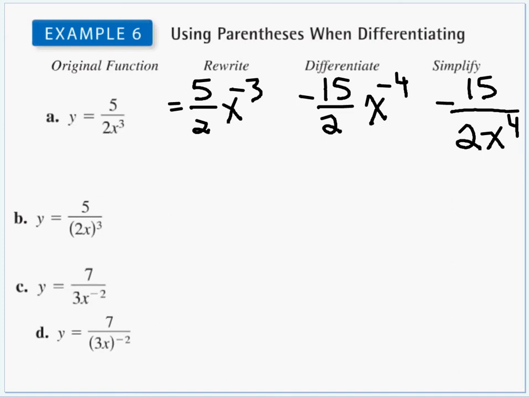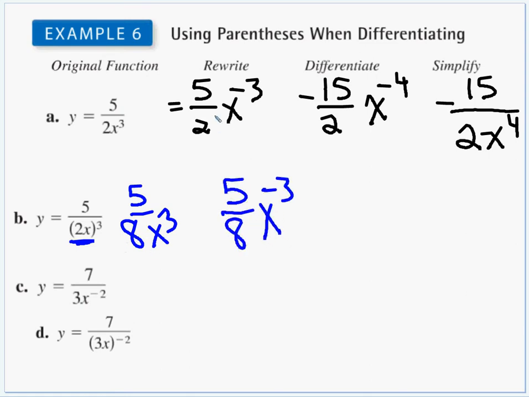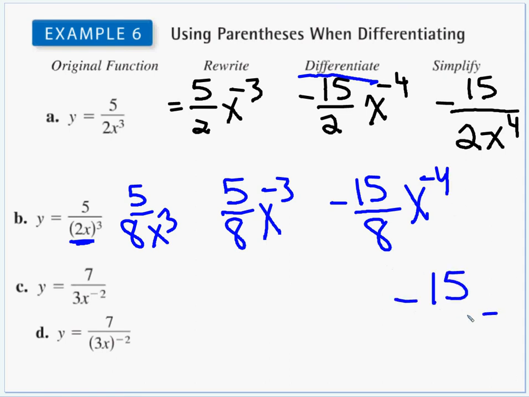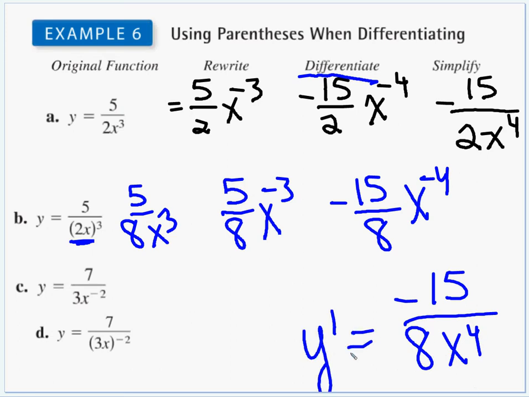Now letter B is pretty similar, but before we do anything else, let's expand that. 2x quantity cubed. 2x times 2x times 2x is 8x cubed. So now it's 8x cubed. So here, the difference from what I have above in the black ink, now it's just going to be that denominator's different. We are going to make it 5/8 x to the negative 3rd, just like we did above here with 5 halves. Now we're actually going to do some calculus. We're going to derive it. Negative 3 times 5, that'll be negative 15/8 x to the negative 4. And we'll have our negative 15 over 8, and the x to the 4th will join it down there. Y prime equals, there's our derivative.